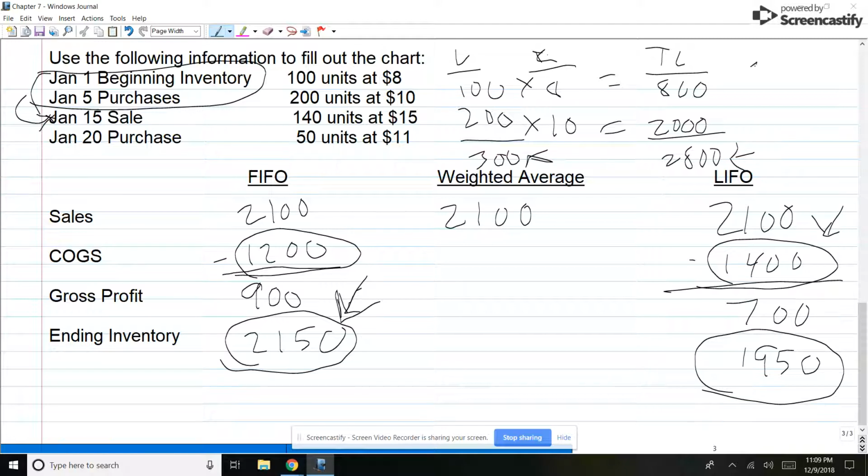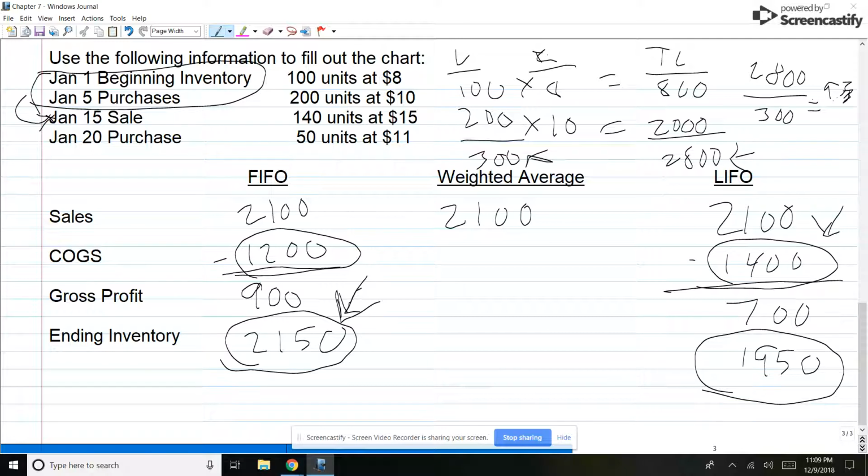To figure out how much each piece of inventory costs, we have to do 2,800, our total cost of inventory, divided by how much inventory we have. So 2,800 divided by 300 is going to be 9.33. 9.33, in case you can't read that, which you probably can't.